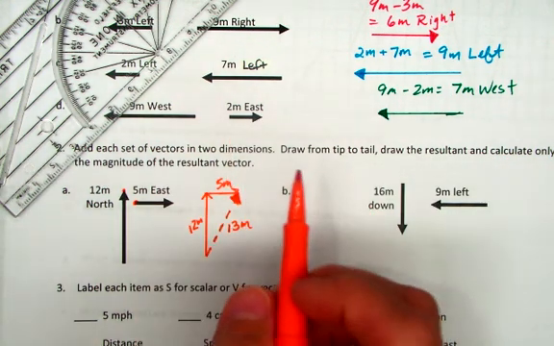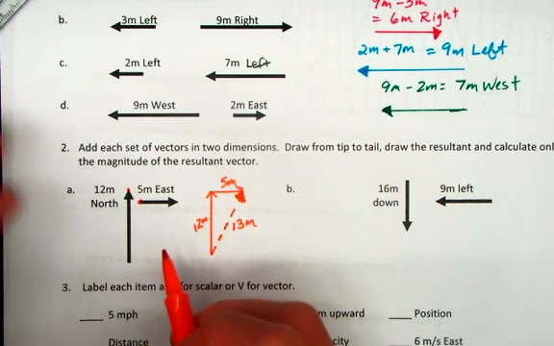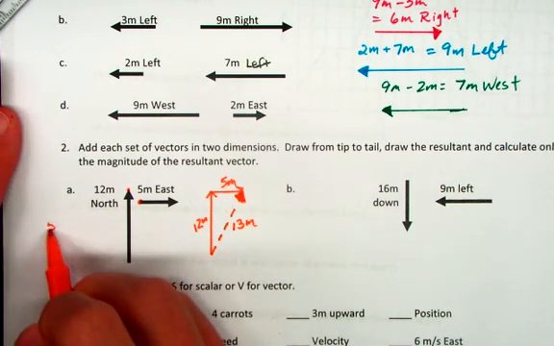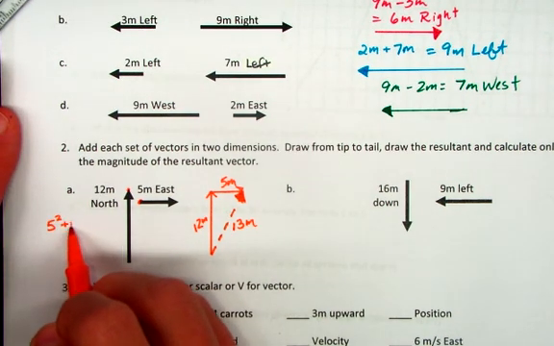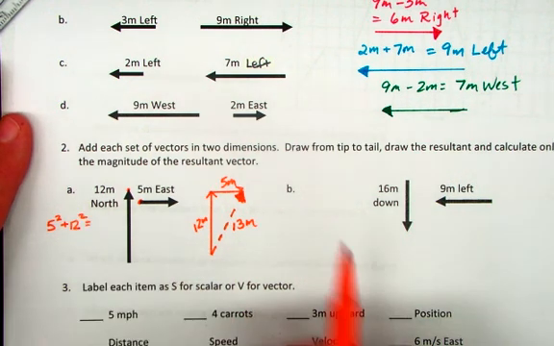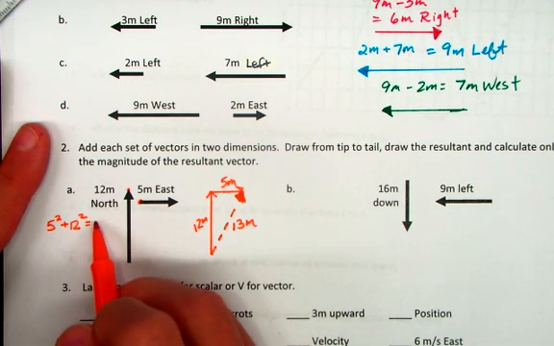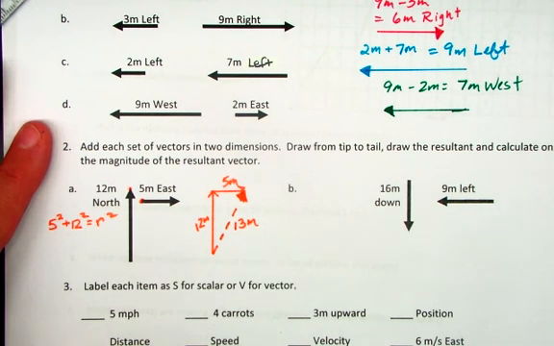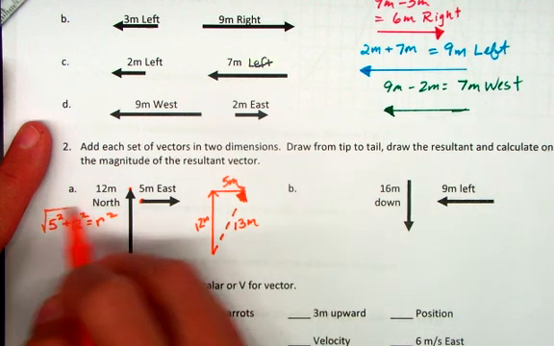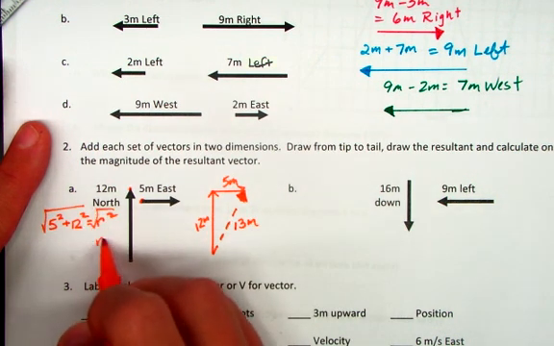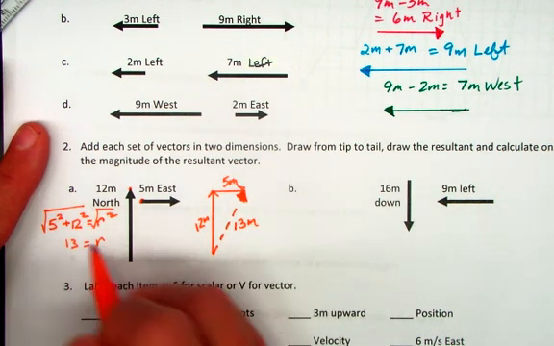If you didn't remember that though, then you can just use the Pythagorean theorem, and that's going to be 5 squared plus 12 squared is going to equal our resultant vector. I'll give that an r squared. And then you just take the square root of both sides, and then you get r equals 13.